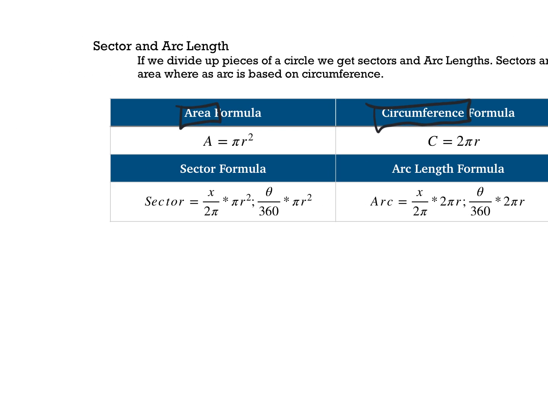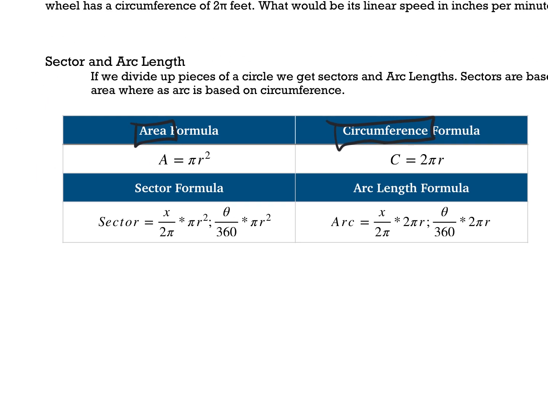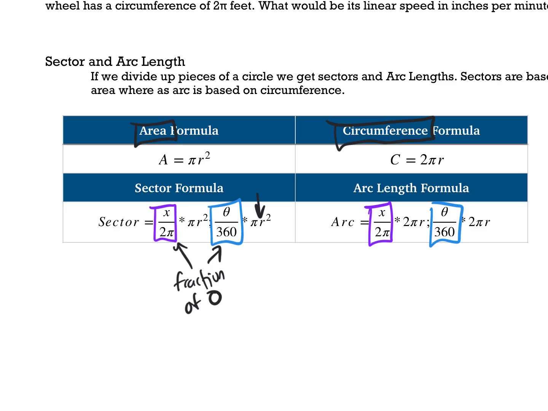So in our formula, it seems really complicated, but it's really not. Your sector, if it's radians, we use pi over 2 and x. If it's an angle like degrees, we use the angle over 360. But basically all it is, it's whatever fraction of the circle, these are just the fractions of the circle, times either the area formula for sector or times the circumference formula for the arc length.